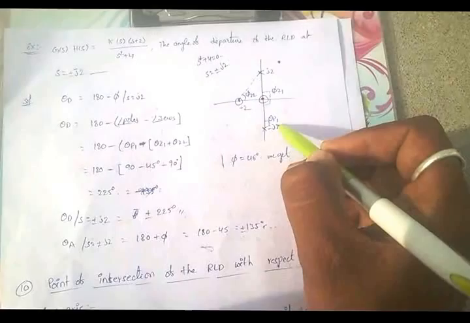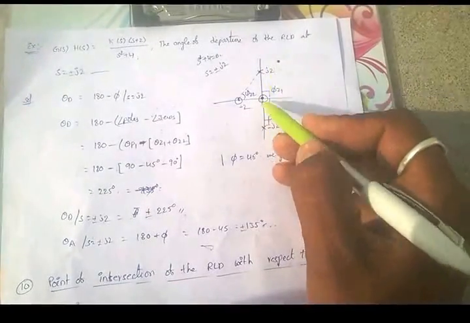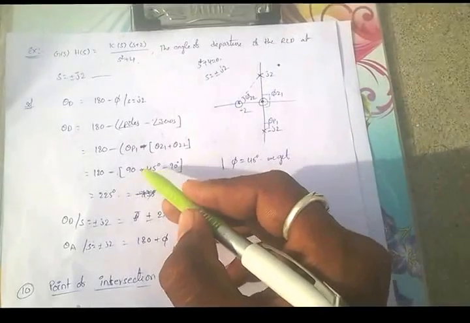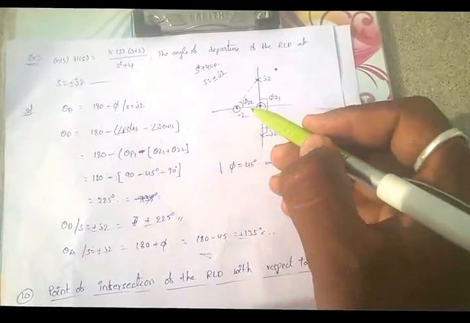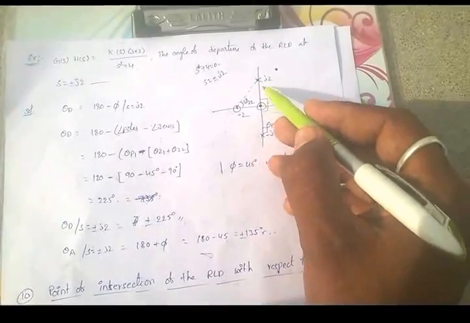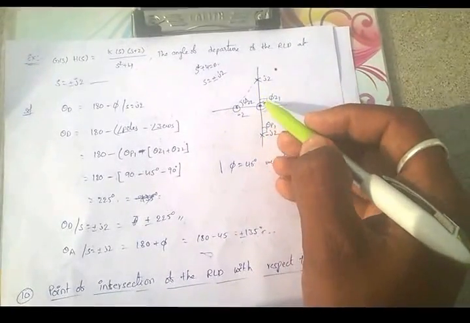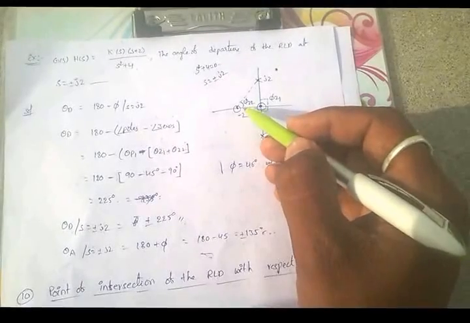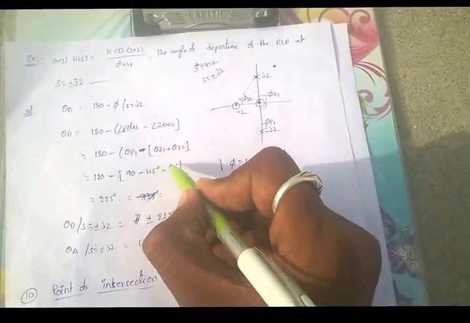The angle theta P1 made with j2 is 90 degrees. So 90 degrees minus theta Z1. Theta Z1 also makes an angle of 90 degrees, and theta Z2 is 45 degrees.